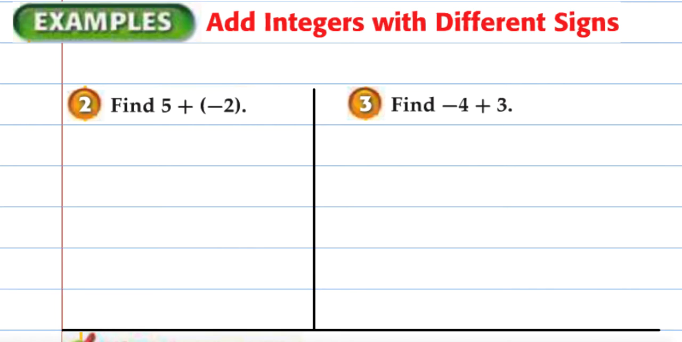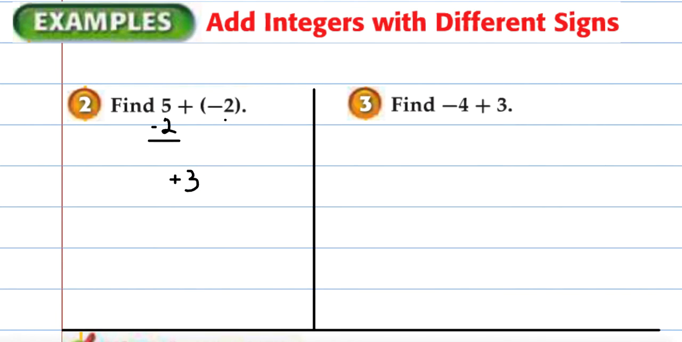So first of all, I notice the signs are different. Which do I have more of? So the absolute value of 5 is 5. The absolute value of -2 is 2. There are more positives than negatives, so my sum will be positive. How many more is 5 than 2? So I take 2 away, and I end up with 3.